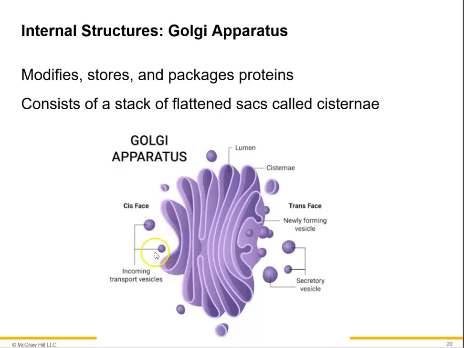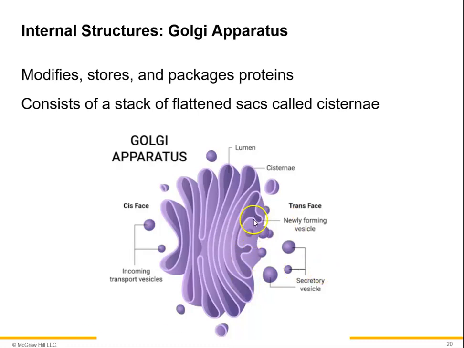And you've got two faces. You have the cis face and the trans face. And what happens is the rough endoplasmic reticulum's somewhere over here, and pieces of the membrane of the rough endoplasmic reticulum bud off and become transport vesicles. And then these transport vesicles are full of those proteins that have been made in the rough endoplasmic reticulum. They come to the cis face of the Golgi apparatus, and then they just kind of merge into the membrane of the Golgi. And within these cisternae is where the proteins are going to be modified. And they're modified just by adding different chemicals onto them.